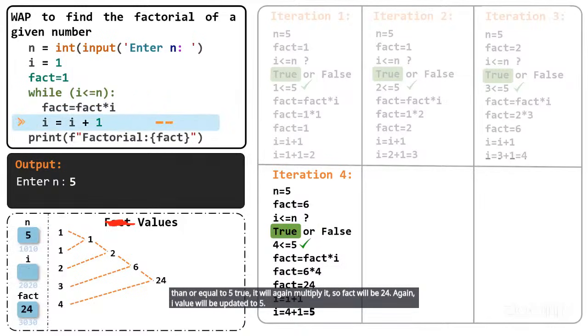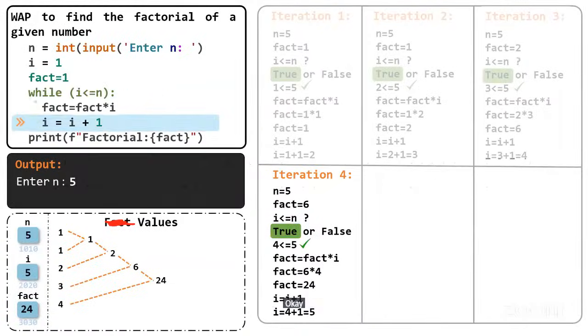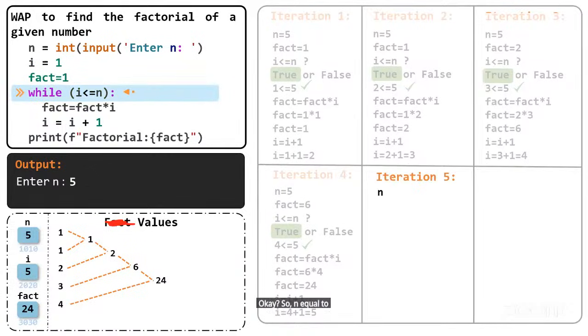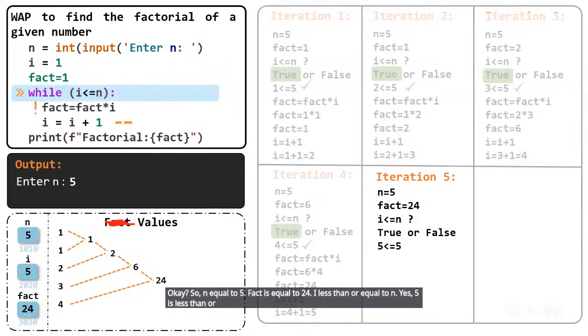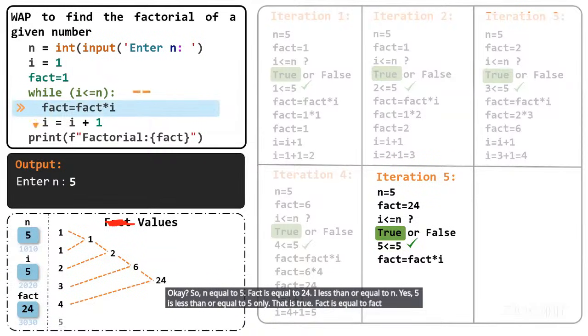Next iteration. This is the last iteration. So n equal to 5. Fact is equal to 24. I less than or equal to n. Yes, 5 is less than or equal to 5 only. That is true. Fact is equal to fact into I. Fact is 24. The newly generated value is 5.